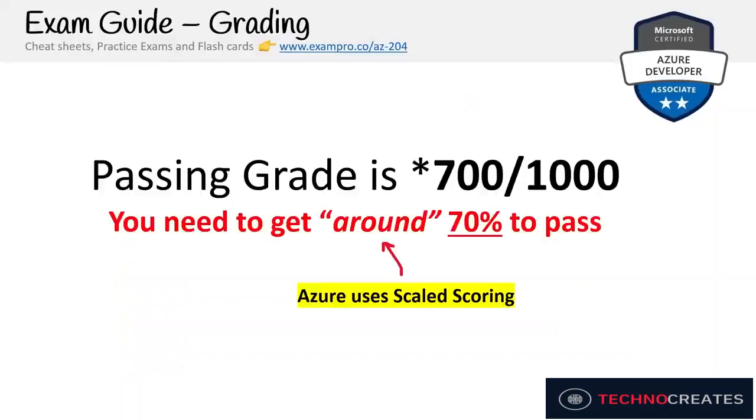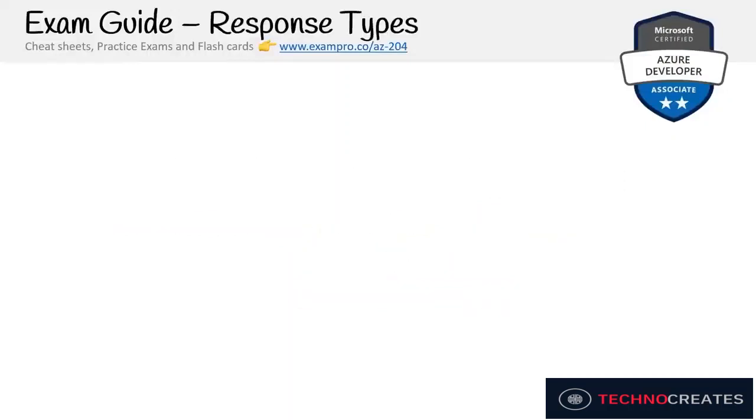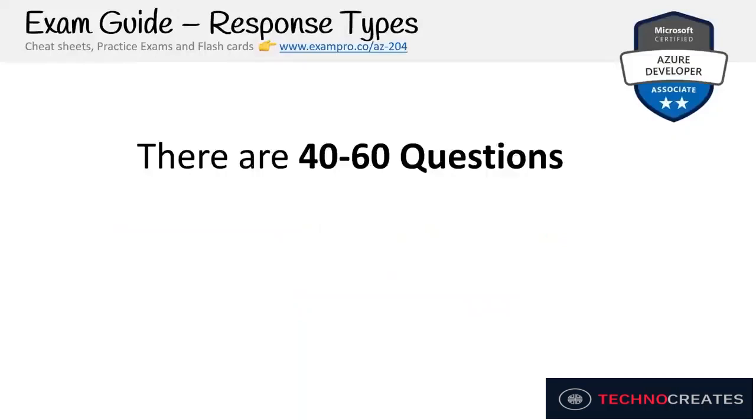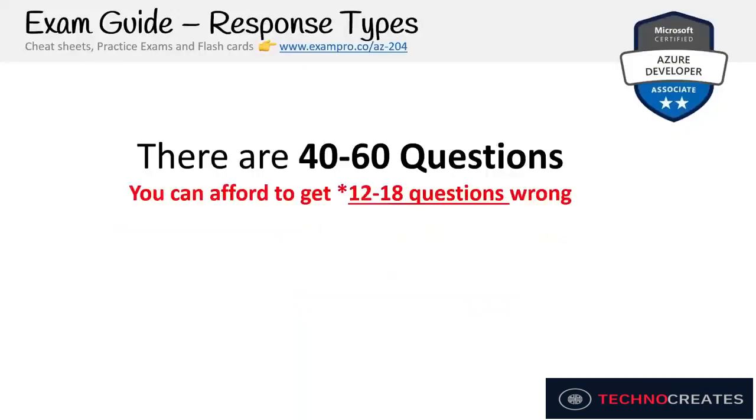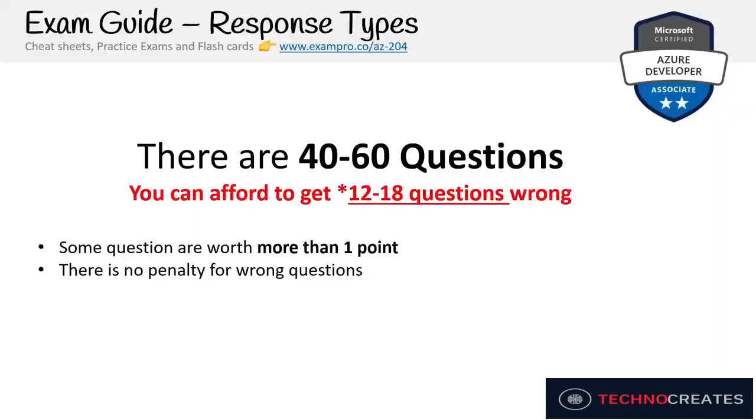And they use scaled scoring, so it's not always exactly on the dot, but for the most part, if you get 70%, you should pass. In terms of amount of questions, there's between 40 to 60. You probably will see 55 questions, so you can afford to get about 12 to 18 wrong. Some questions are worth more than 1 point. There's no penalty for wrong questions.